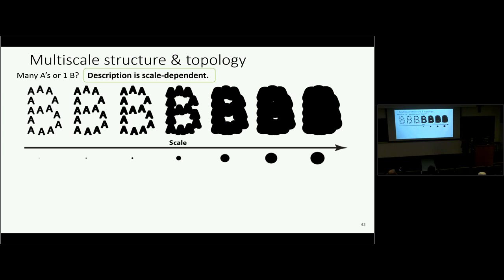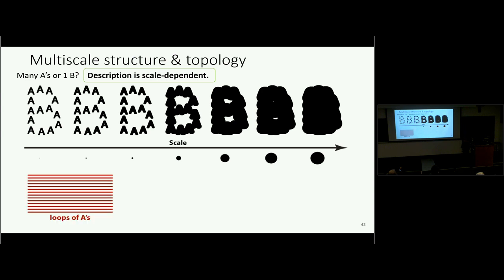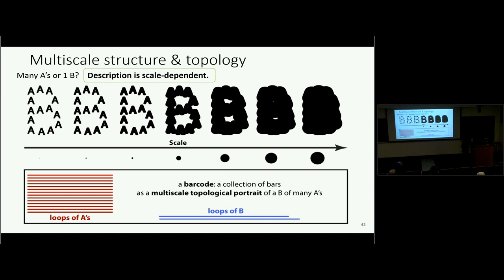So we can look at the loops and connected components in this series of structures to figure out how the system is scale dependent. For example, the smaller loops in A only are present at smaller scales. We may be able to represent these loops as little bars showing at which scales they're present. And the loops in B, however, are only present at larger scales, and both of them disappear at even larger scales. So with this collection of bars, we can call them a barcode, and they give a multi-scale topological portrait of this particular figure that I showed you.